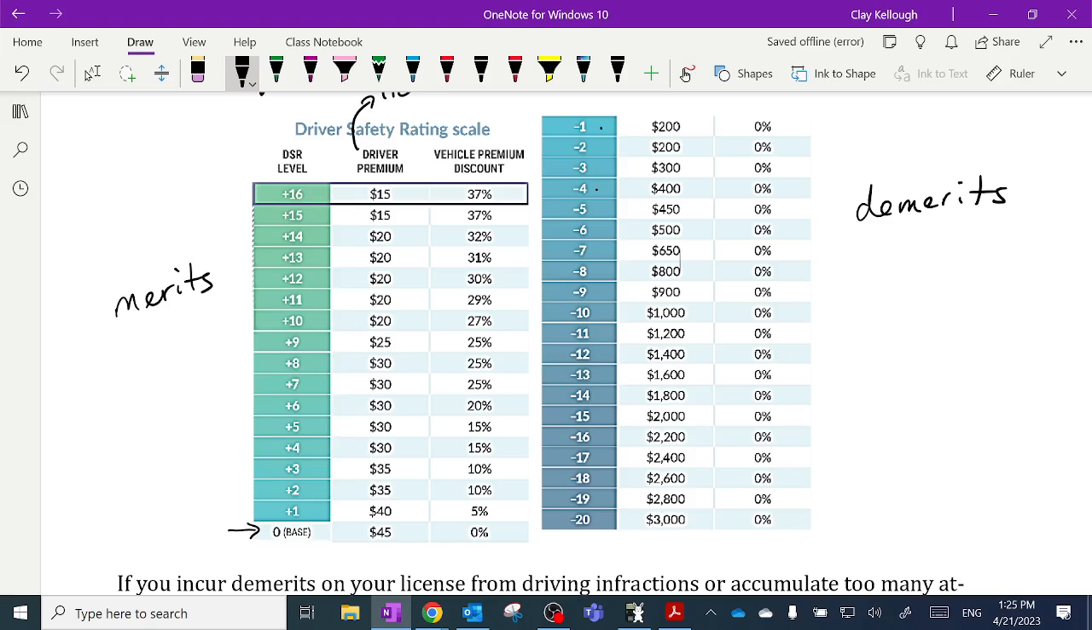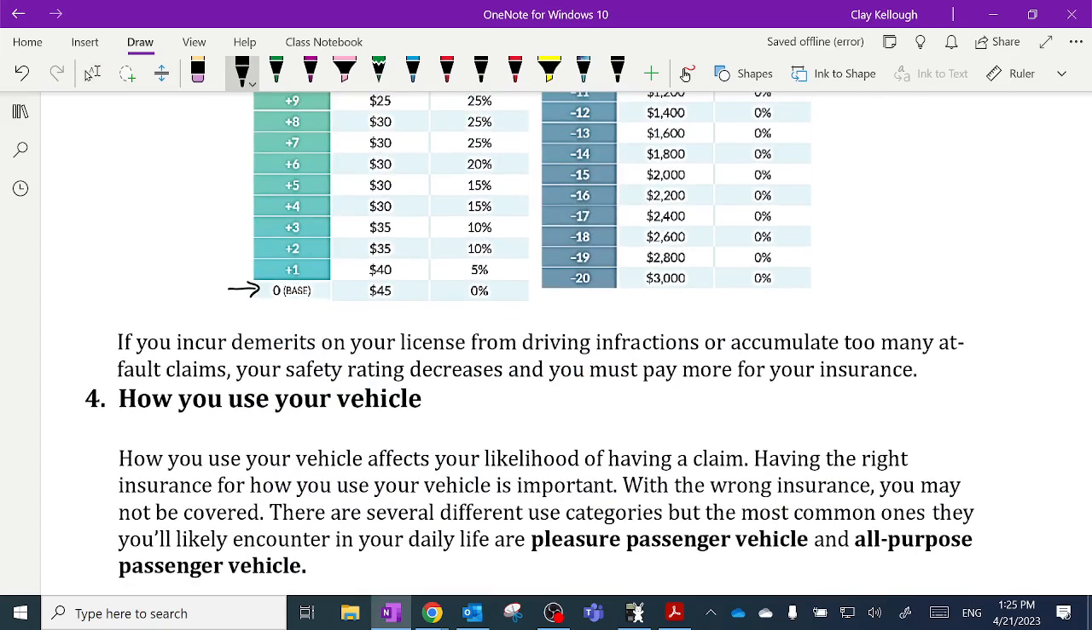Question: if you get below a minus from demerits, is your license taken? Yeah, I think there are moving violations so severe that they'll just take your license away, period. But if you keep accumulating speeding ticket after speeding ticket, if you're getting down around here, they will send you to traffic school. And if you get any more beyond that, you'll be on probation and they'll just take your license away. That is correct.